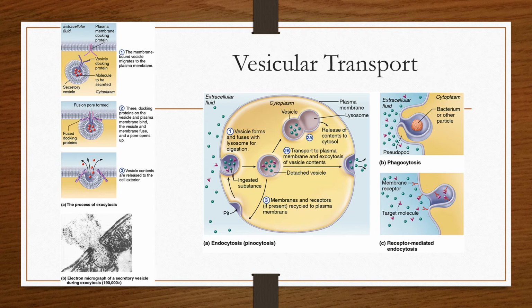And once that vesicle detaches from the plasma membrane, its contents may be digested by a lysosome and then released to the cytosol, or the vesicle may be transported across the cell intact and then released to the cell exterior by exocytosis. So it might just be traveling through. If present, its membrane components and receptors are recycled to the plasma membrane. And the types illustrated are pinocytosis, phagocytosis, and receptor-mediated endocytosis.